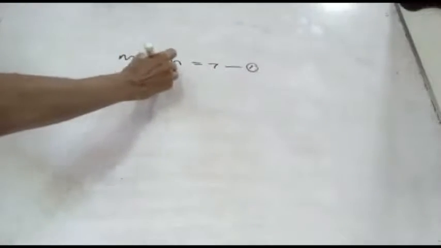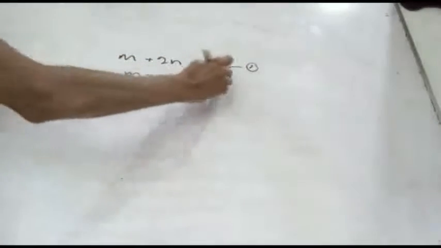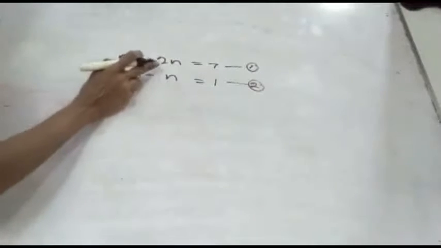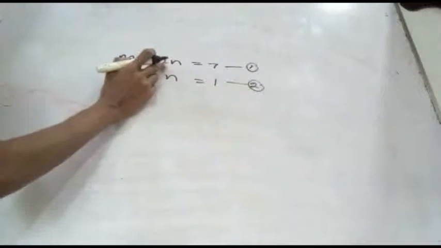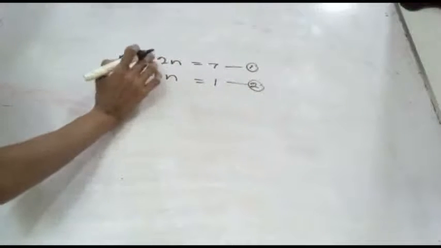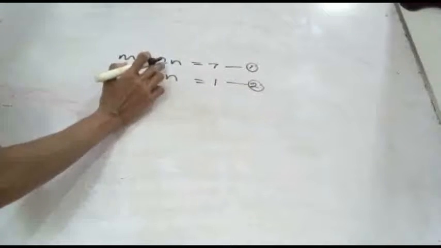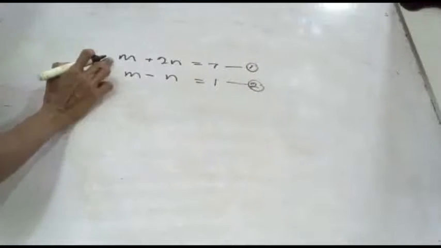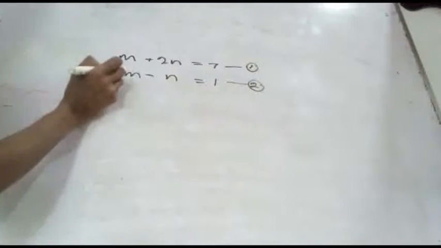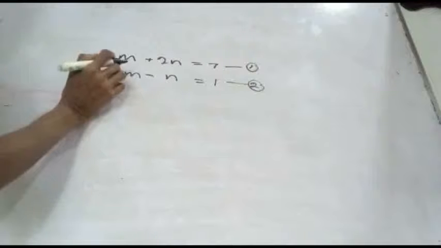First we write the question. m plus 2n is equal to 7. It is the first equation. m subtract n is equal to 1. It is the second equation. Here the coefficient of n is positive 2 and here negative 1. Here there is a subtraction, so the coefficients are not equal. But the coefficient of m is 1 in both, positive 1 and positive 1.